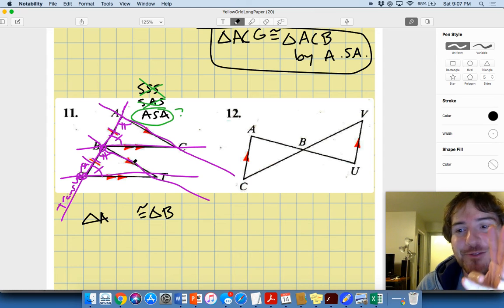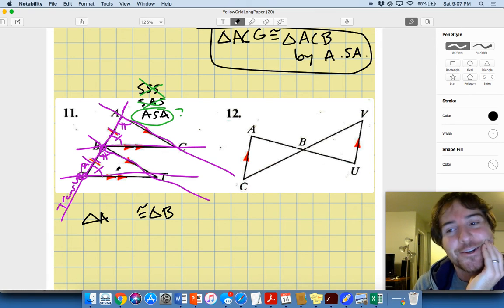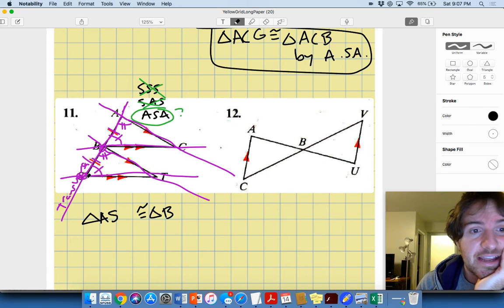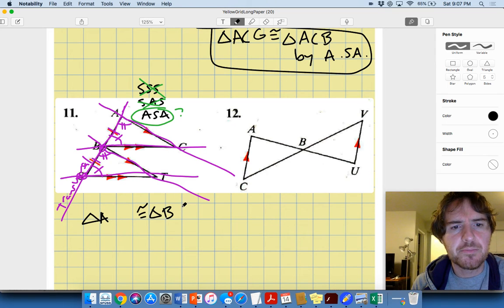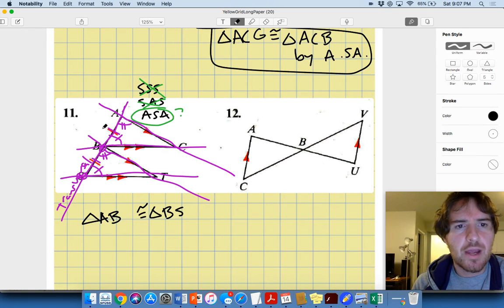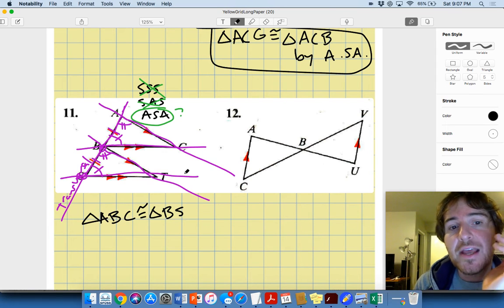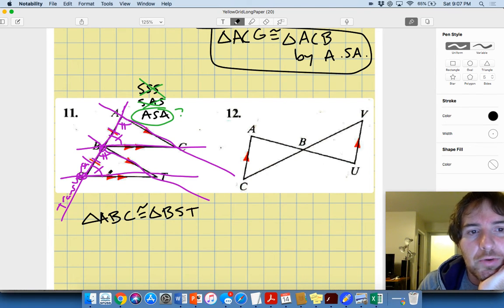So triangle A is congruent to triangle B. Well, no, the triangles have 3 letters. They're named by 3 letters because there are 3 non-collinear points that form a triangle. S corresponds to B over here. That makes it a little more complicated. So triangle ABC: A goes to B, B goes way down here to S, and C goes to T. Notice I have to do this in order: A, B, C; B, S, T.